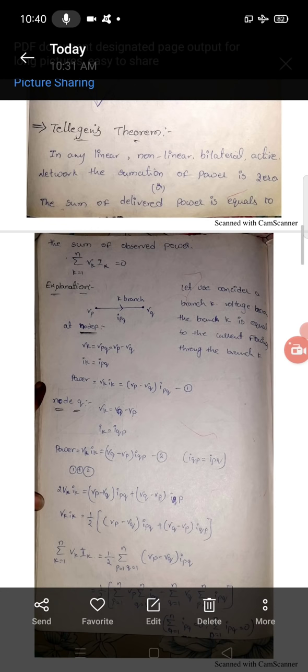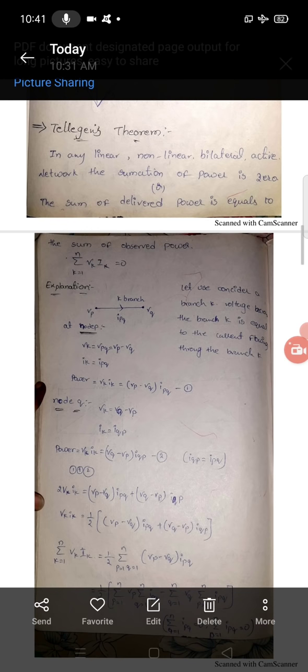Apply summation on both sides: summation k equals 1 to n of Vk into Ik equals 1 by 2, taking 1 by 2 as common, summation of p equals 1, q equals 1 to n of Vp minus Vq into Ipq. That is 1 by 2 into summation p equals 1 to n of Vp into summation q equals 1 to n of Ipq, minus summation q equals 1 to n of Vq, summation p equals 1 to n of Ipq.